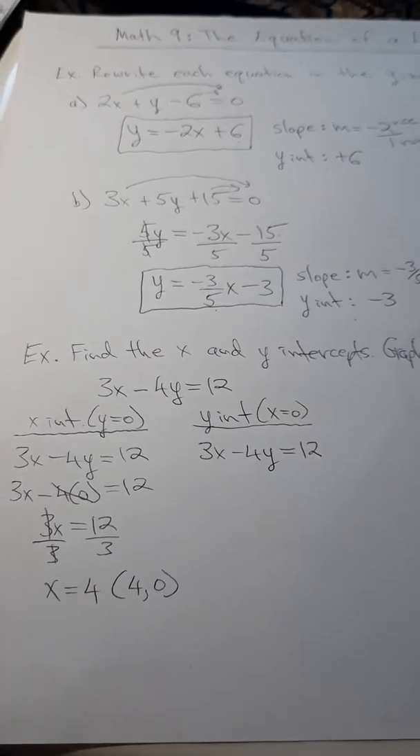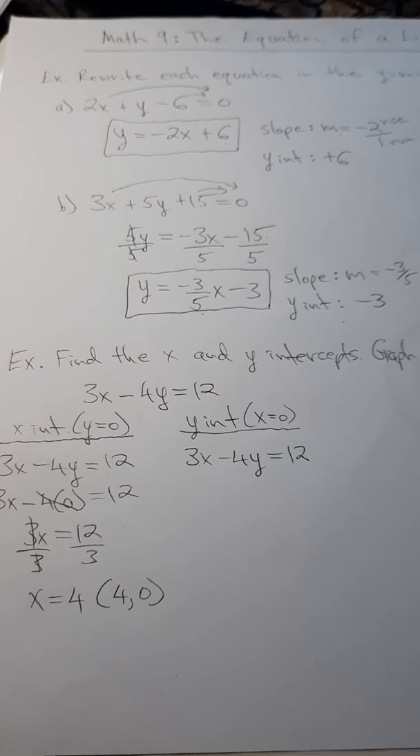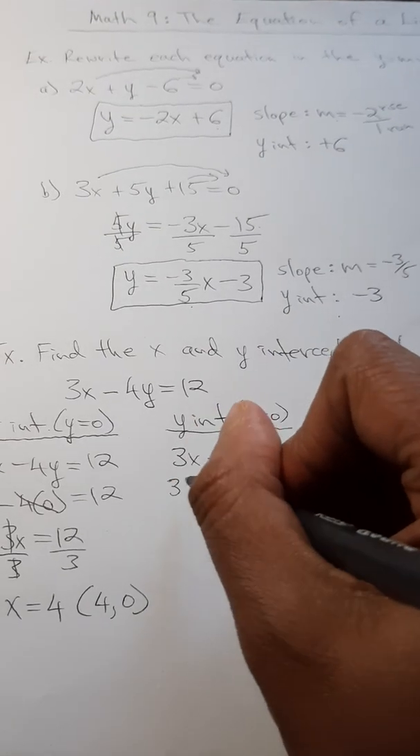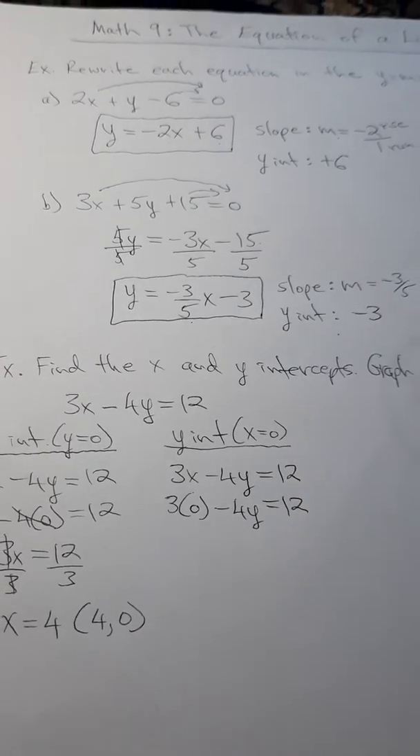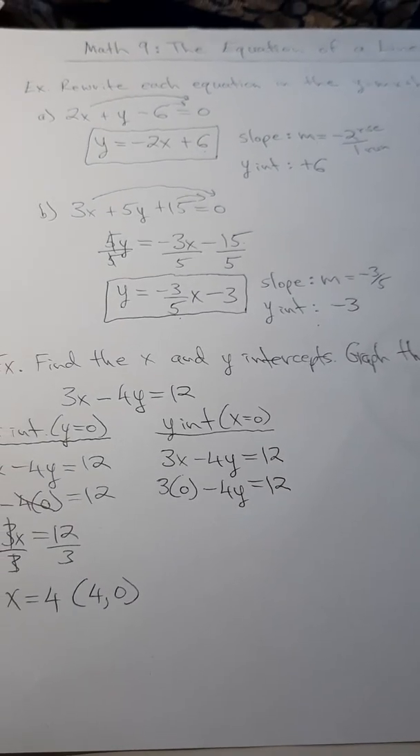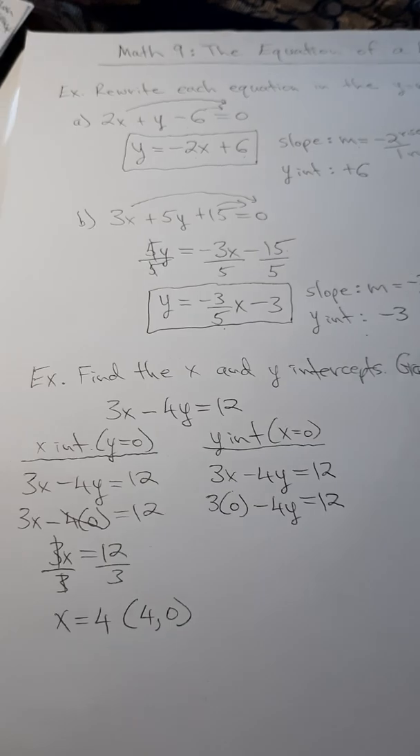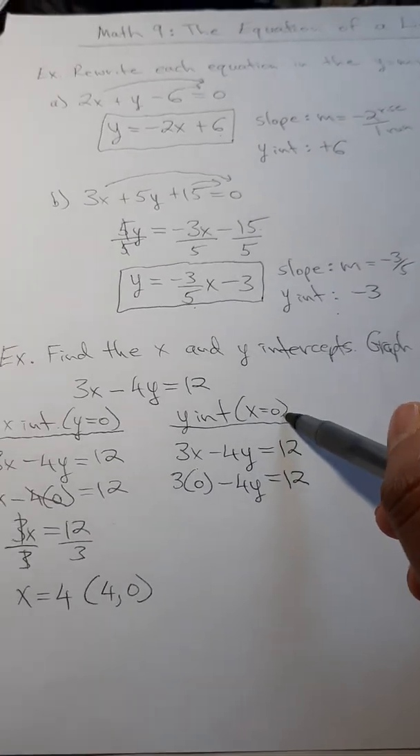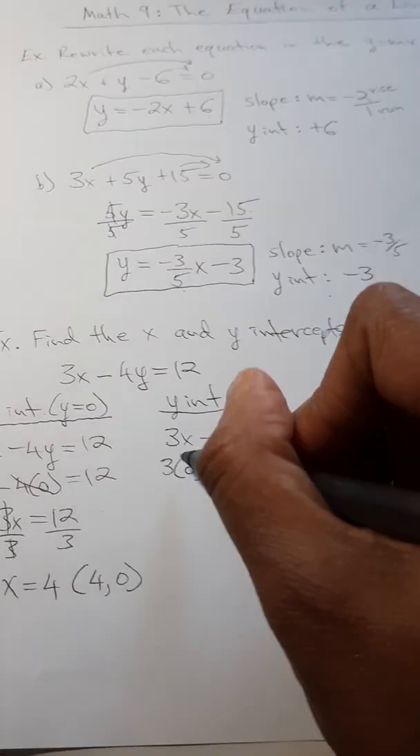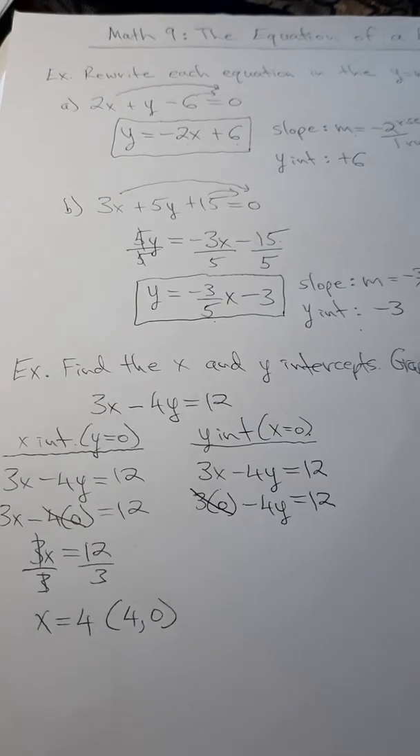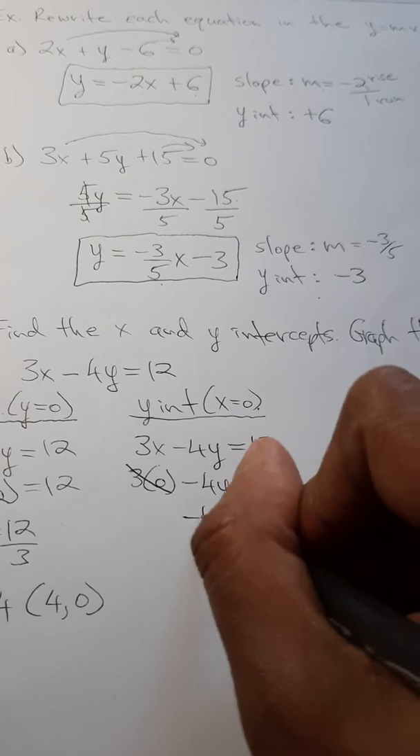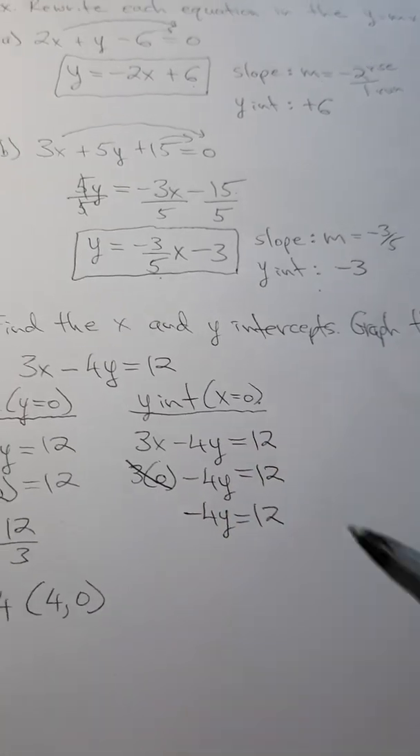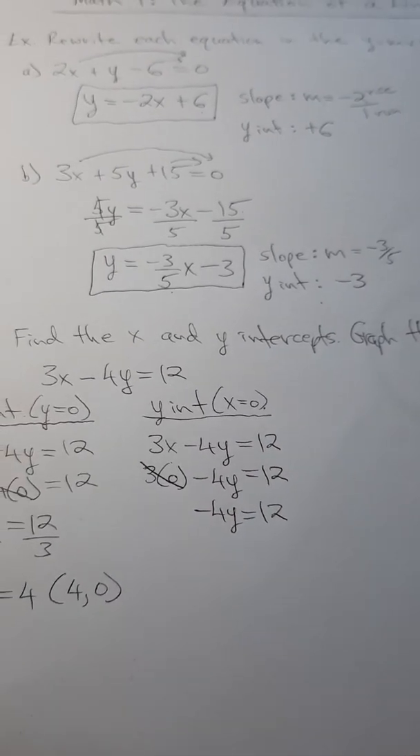So this time we're going to substitute x equals 0. So what you're going to do is 3 times 0 minus 4y equals 12. And again, I always write down in brackets x equals 0, so I know what I'm substituting in here. So 3 times 0 is equal to 0. What we're left with is negative 4y, which is equal to 12.